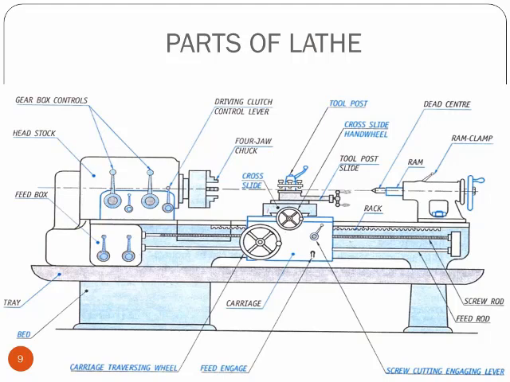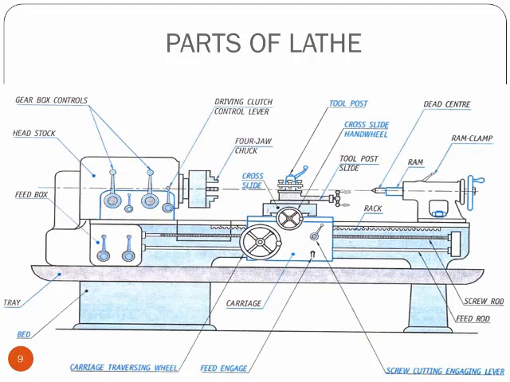Just next to the headstock you can see a 4-jawed chuck, and this 4-jawed chuck will hold the workpiece in the desired position during the operation. So this 4-jawed chuck will be driven in circular rotation by the headstock. You can also see the driving clutch or control lever that is used for driving the 4-jawed chuck.